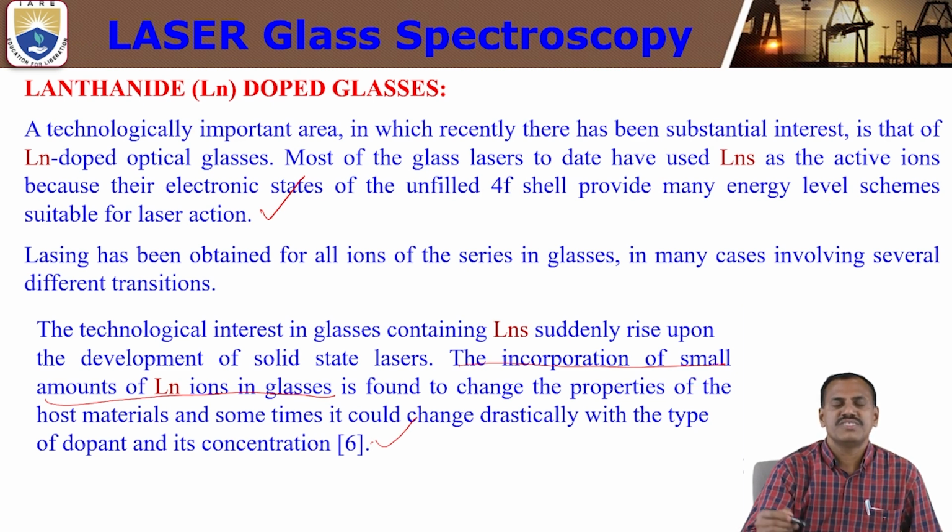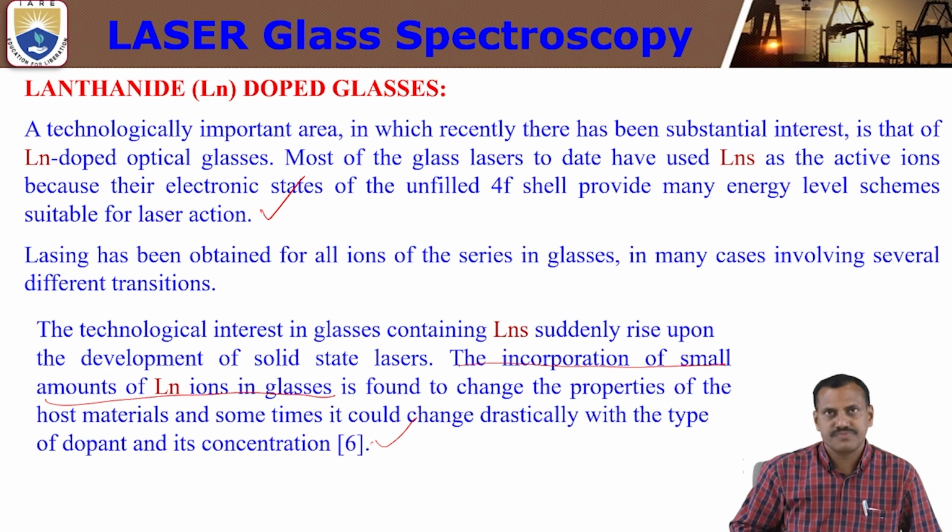Dopant means we are adding the lanthanide ions as a dopant. That lanthanide ion acts as an active ion in the glass system. So by adding lanthanide ions in the glass host, it drastically changes the different kinds of optical or luminous properties. That is mainly why we are adding the lanthanide ions in the glasses. So this is a very important thing for laser glass spectroscopy.